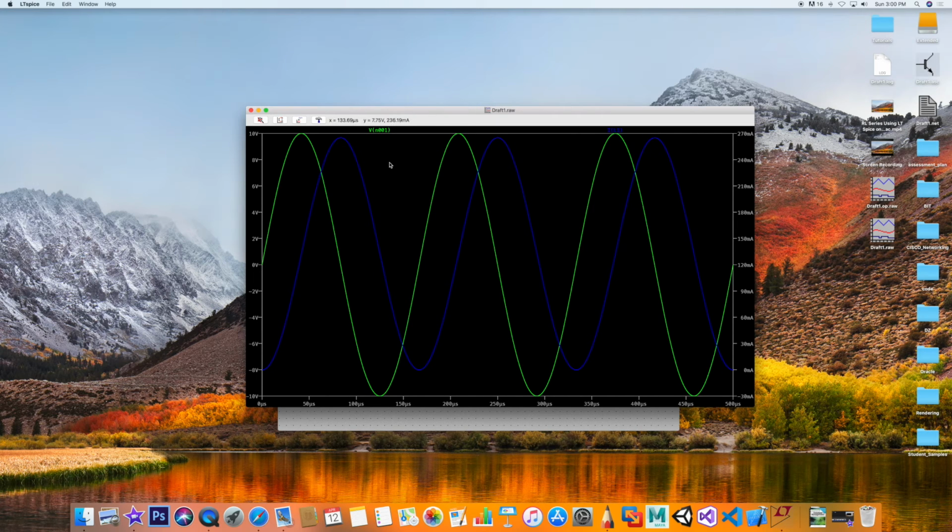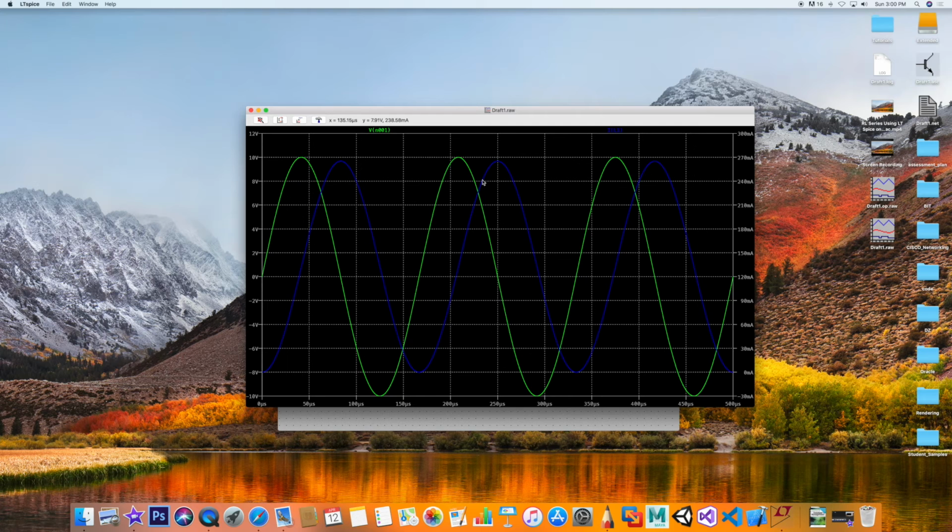Let's put a grid here. So we're going to do view and put a grid. Fantastic. Let's see when my current maxes out. This is a good one right here. The line in blue is my current. My current is maxed out at a little less than 27 milliamp, right here, for this circuit.